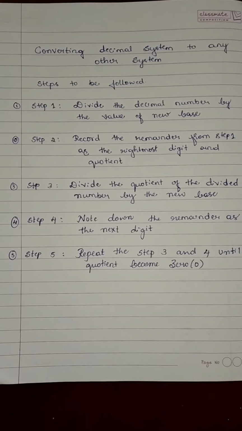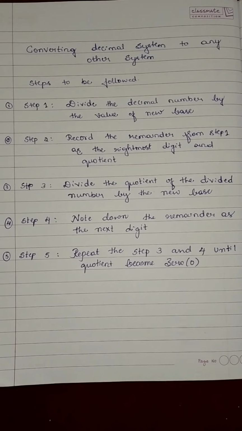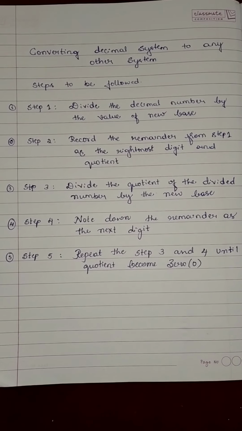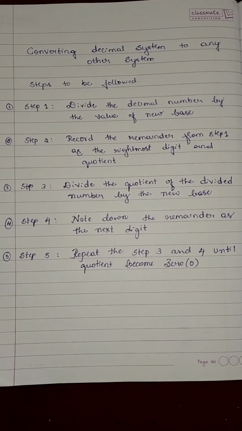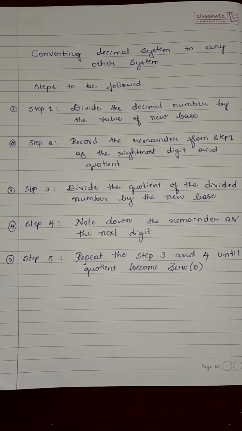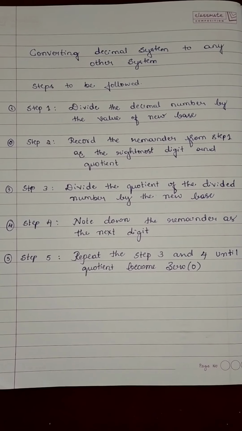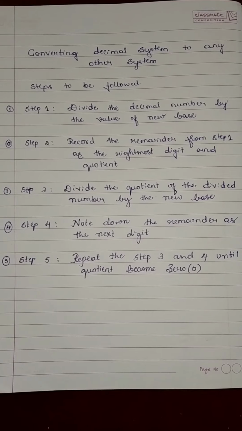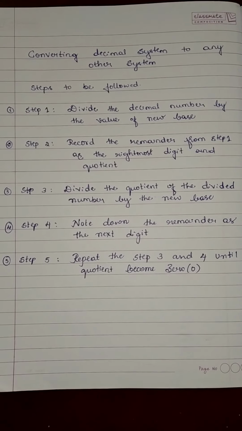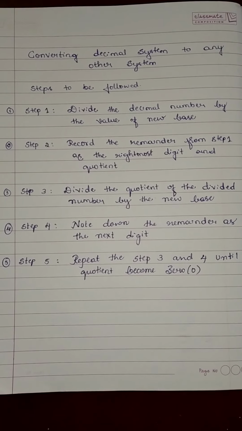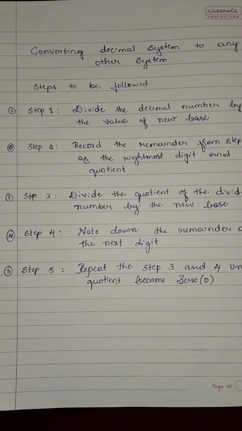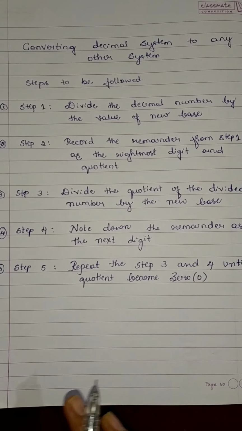The basic number system has more weightage to the decimal number system. So in order to convert any decimal number to another number system, it could be either binary, hexadecimal or octal, we have to follow several steps. So now we'll see what are the steps that need to be followed.